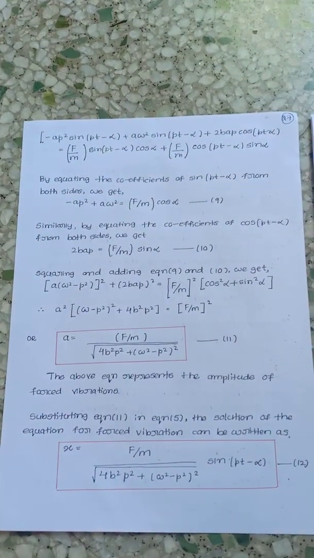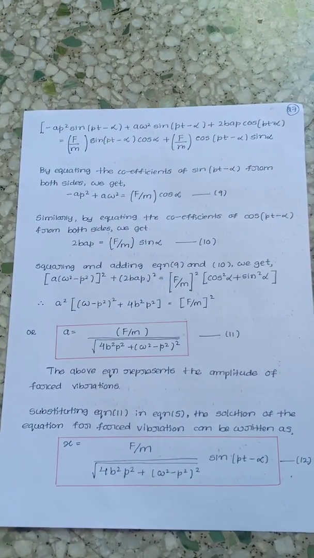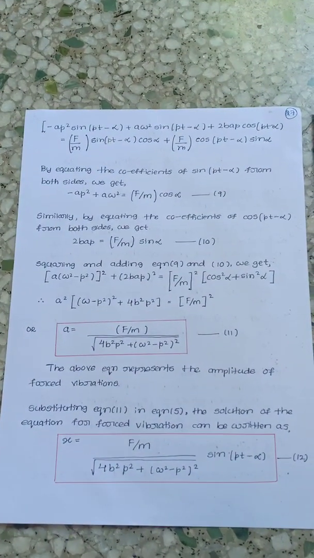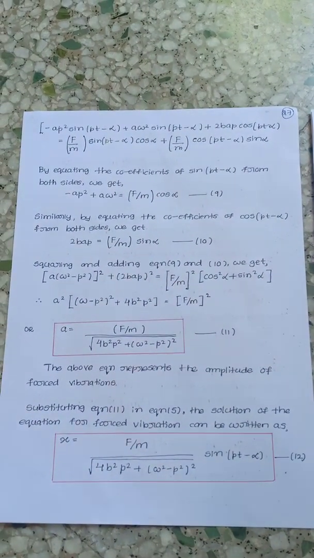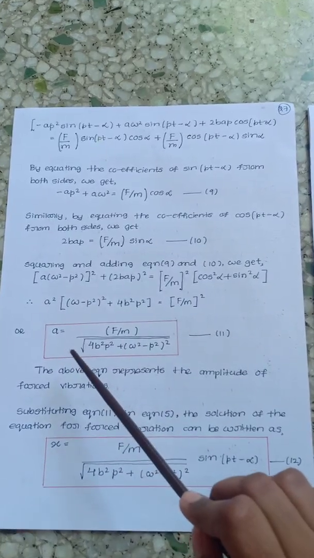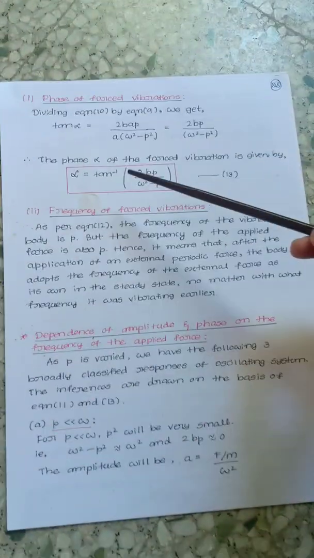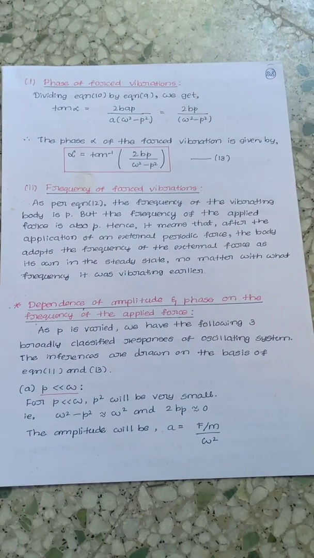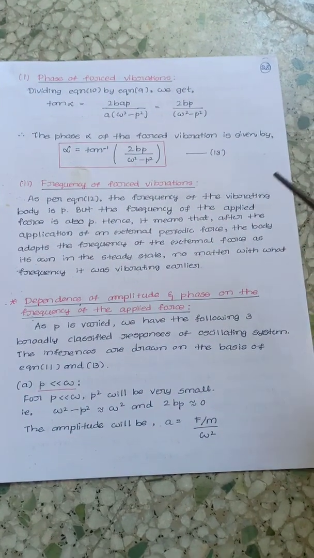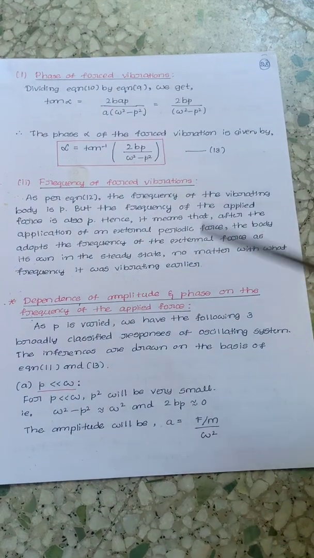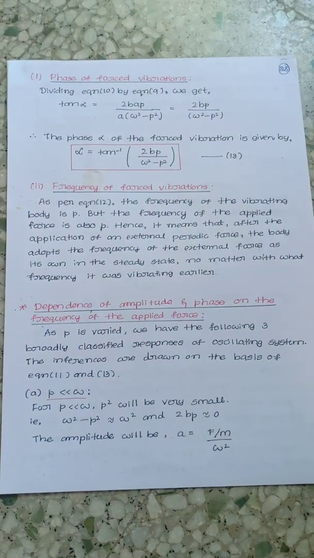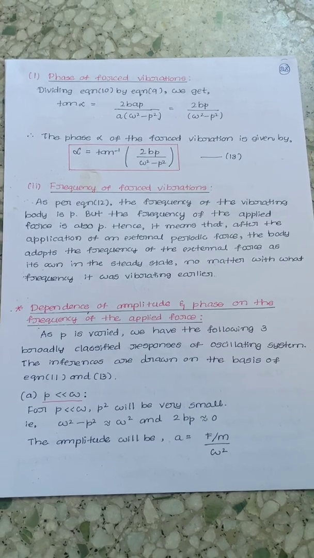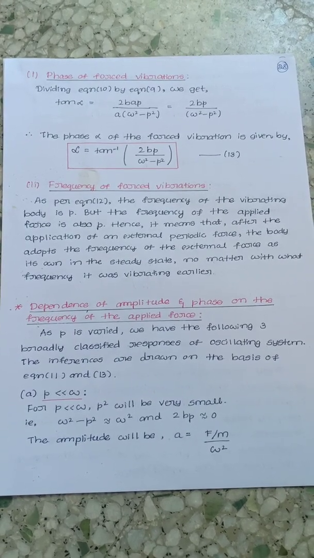Hello everyone. So in the last session I completed the theory of forced vibrations, right? There we got the expression for amplitude A and phase alpha. Now we'll learn about the dependence of this amplitude and phase on the frequency of the applied force. There are totally three cases.